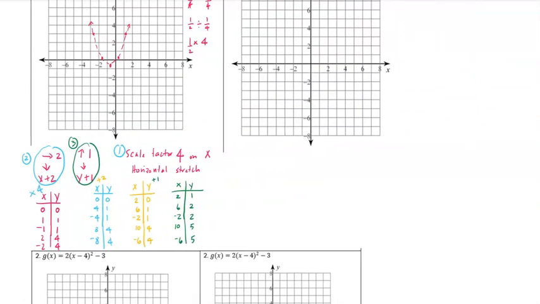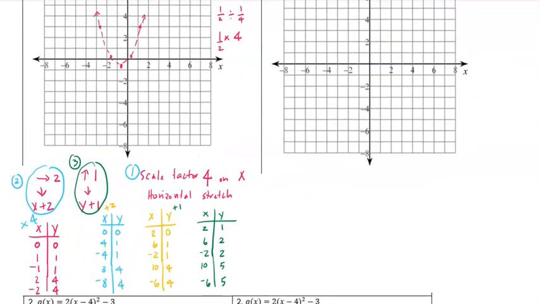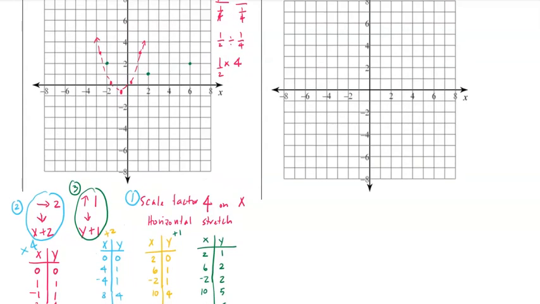I'm going to go ahead and plot those points on here. We have a 2, 1, and a 6, 2, and a negative 2, 2, and a 10, 5. That's going to be off the graph. And then the negative 6, 5.